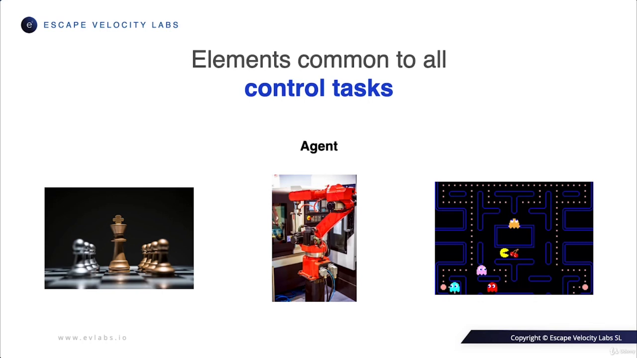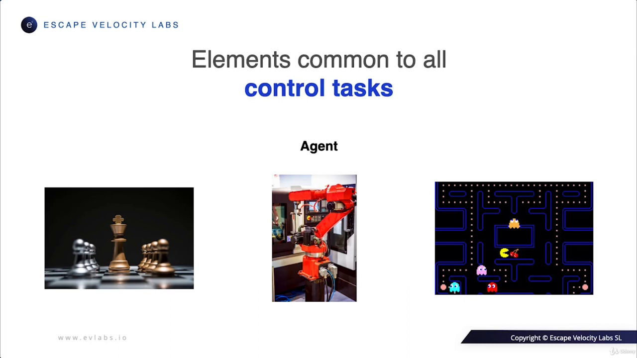The fourth element common to all control tasks is the agent. The agent is the entity that will participate in the task by observing its state and carrying out actions at each moment in time. In all 3 cases, the agent can be a human being who observes the state of the task with his eyes and takes the necessary actions based on it. But since this is a course on reinforcement learning, our agents will always be the algorithms that carry out these actions.